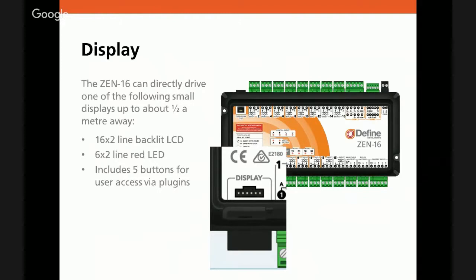This display is designed to be used only over a short distance, maybe up to a meter or so. It's really intended for applications where the display is mounted in the same enclosure as the Zen-16, where a few critical parameters need to be displayed on the outside of the enclosure. So it's not intended for display a long distance away. It's designed for close proximity.